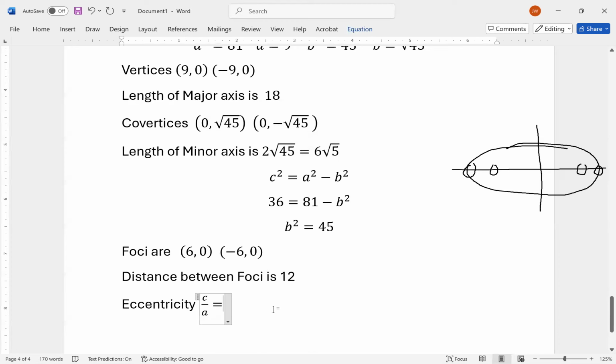Now, I didn't write this last thing of eccentricity, so I might as well go ahead and do that. It's c over a, which in this case is 6/9. 6/9 is 2/3, so that's about 0.6667 if I round it to 4 decimal places, or 0.67 if I round it to 2 decimal places. So there we go.